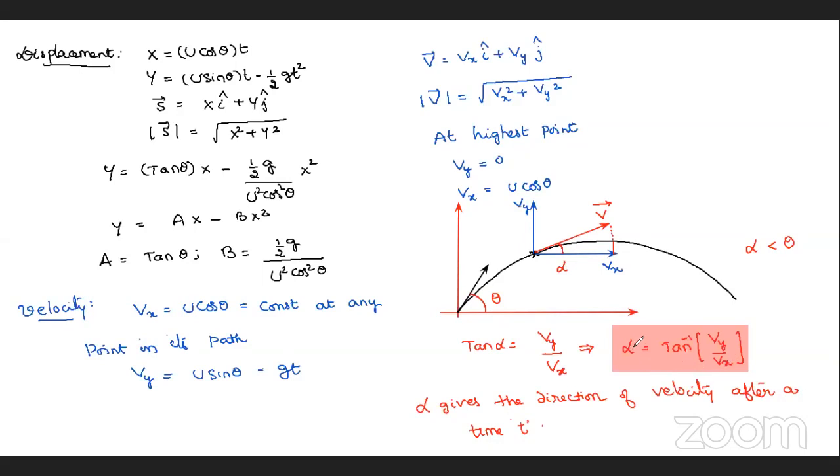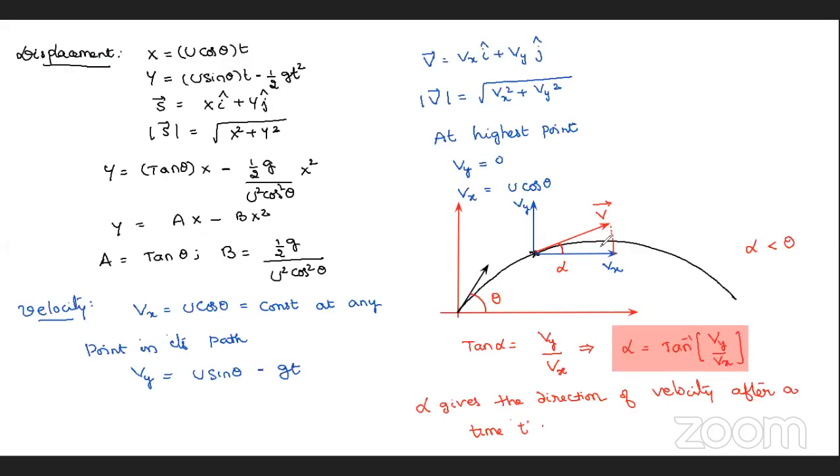Okay, this alpha is how much at the highest point? If I ask, what do you say? Tan, very good. Tan alpha equals Vy. At highest point you said that is 0. So 0 by Vx. 0 by anything is 0. Tan alpha is 0 means alpha equals 0. Okay.